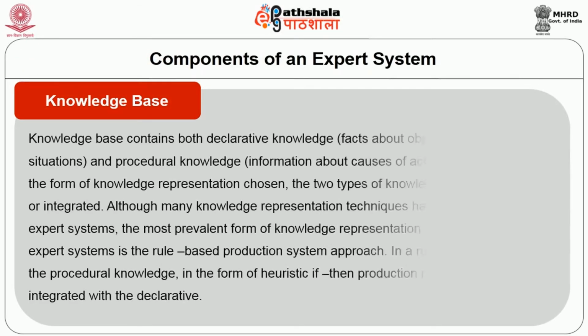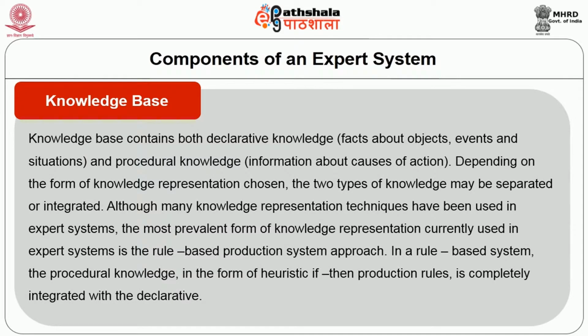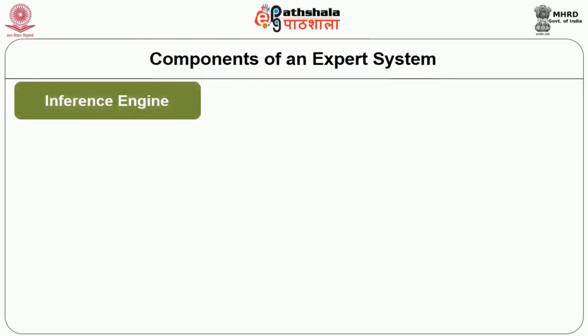First one, knowledge base. The knowledge base contains both declarative knowledge, that is, facts about the objects, events, and situations, and procedural knowledge, like information about courses of action. Depending on the form of knowledge representation chosen, the two types of knowledge may be separated or integrated. Although many knowledge representation techniques have been used in expert systems, the most prevalent form currently used is the rule-based production system approach. In a rule-based system, the procedural knowledge in the form of heuristic if-then production rules is completely integrated with the declarative.